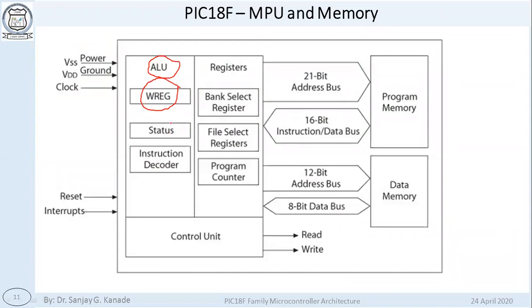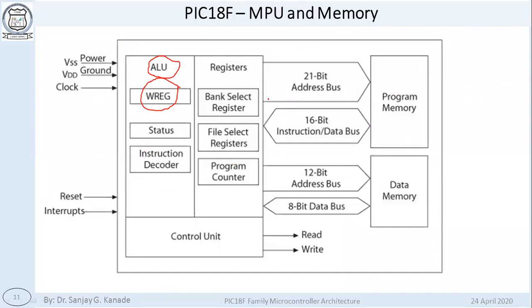Then status. What is status? It is the status word, or the flag register, as you might know it. The flags show the result of operations that happen inside the ALU. These are the things we are going to discuss in detail in further slides.